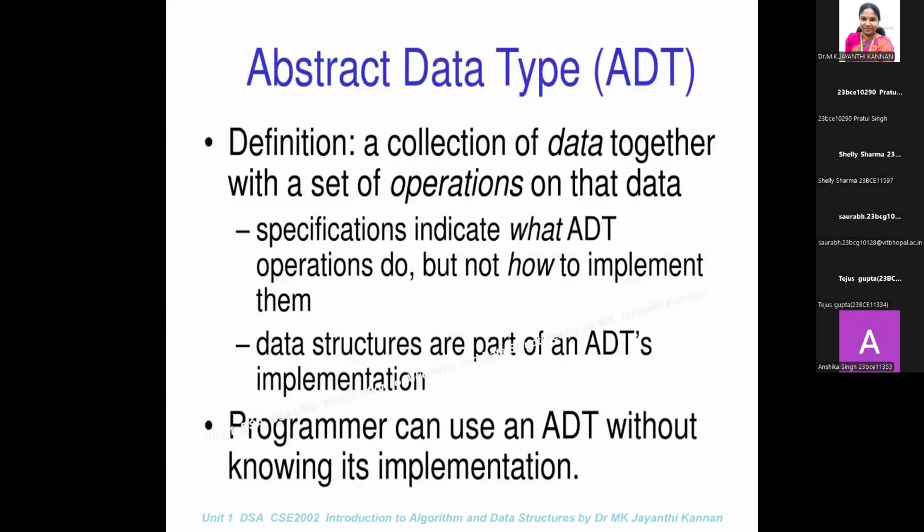So the definition of abstract data type is a collection of data together with a set of operations on the data. Specifications indicate what the abstract data type operations do, but not how to implement them. The ADT specification will indicate what operations we can perform.